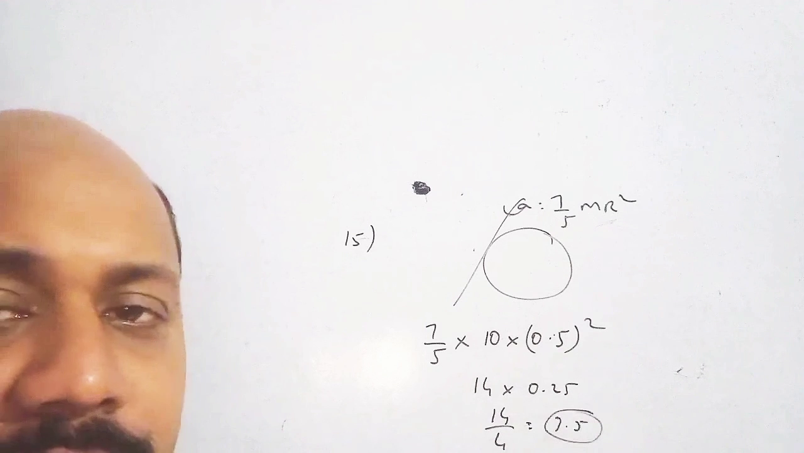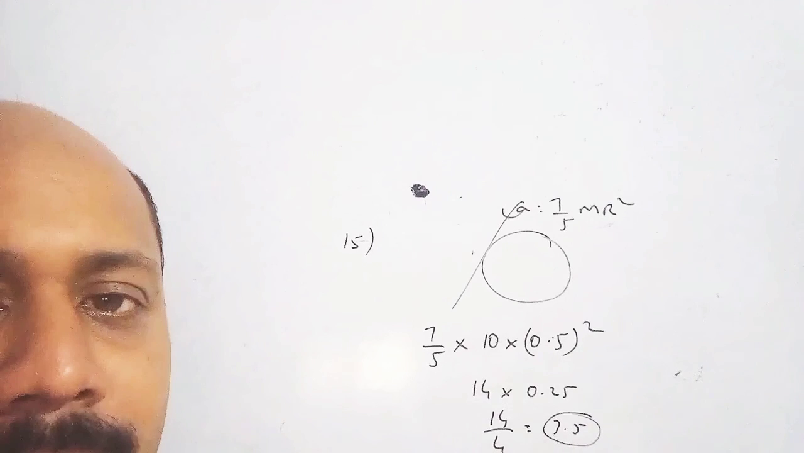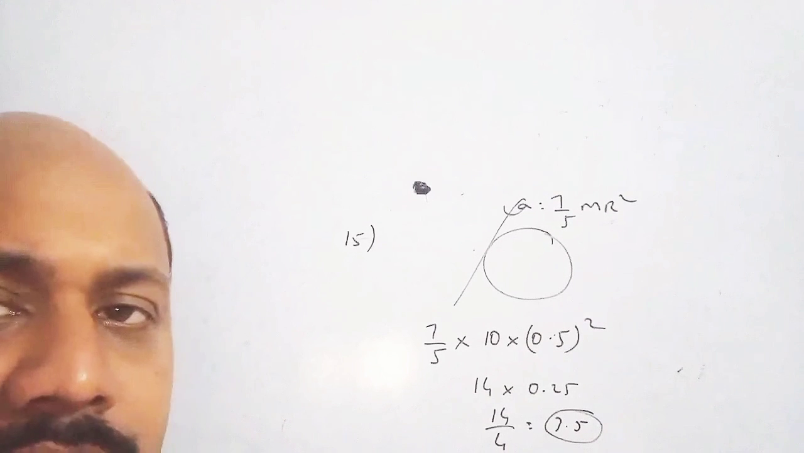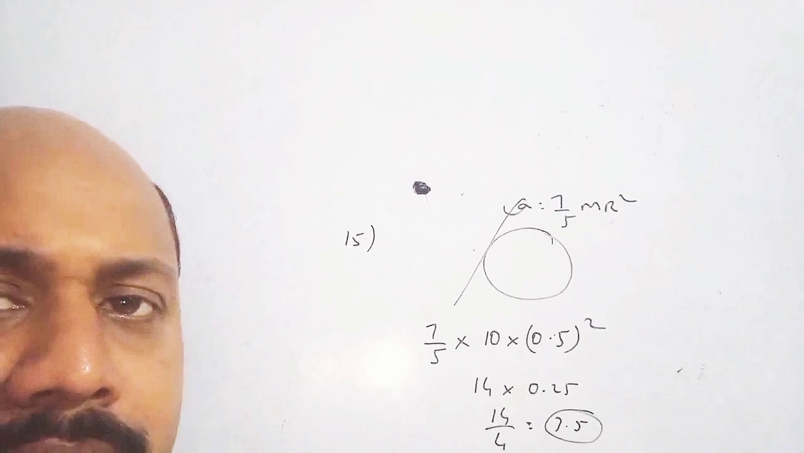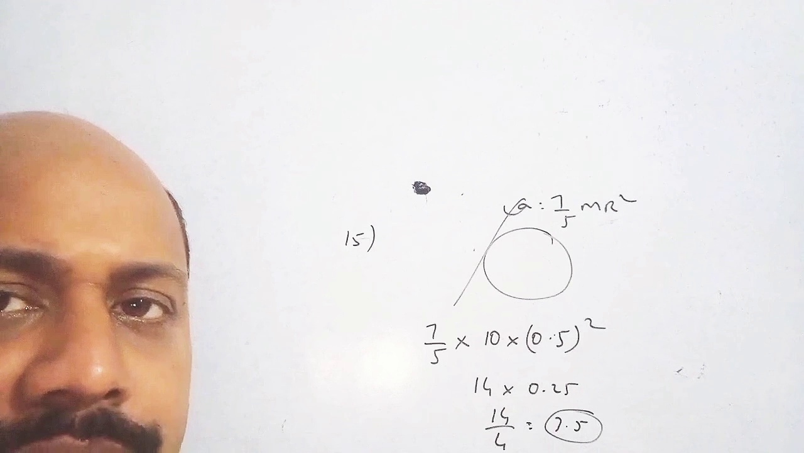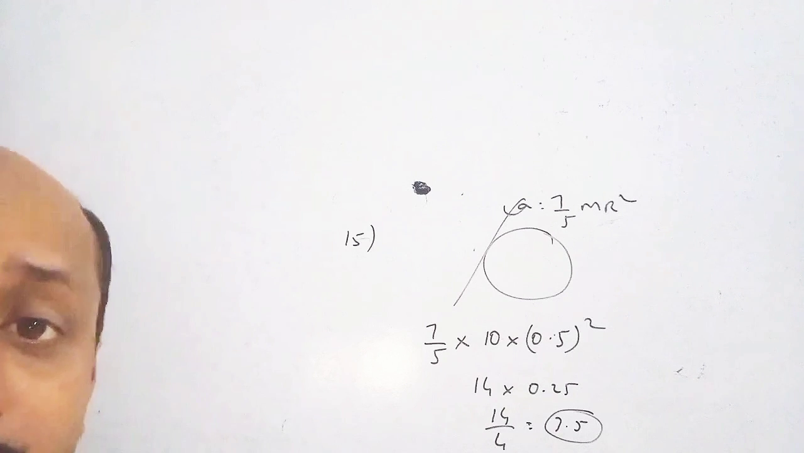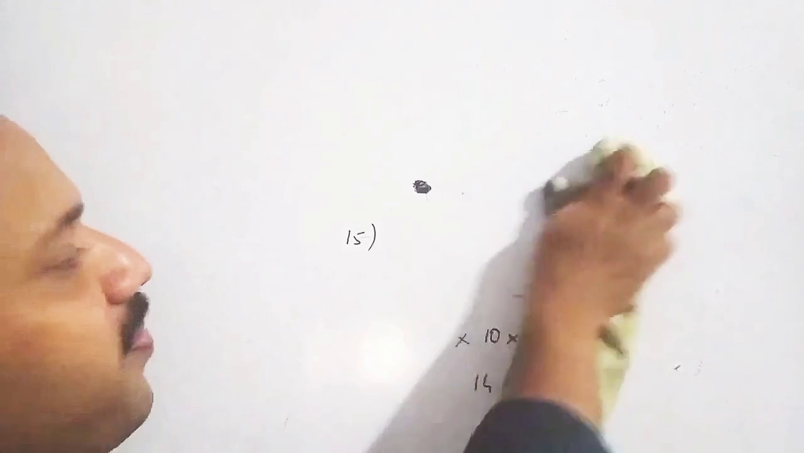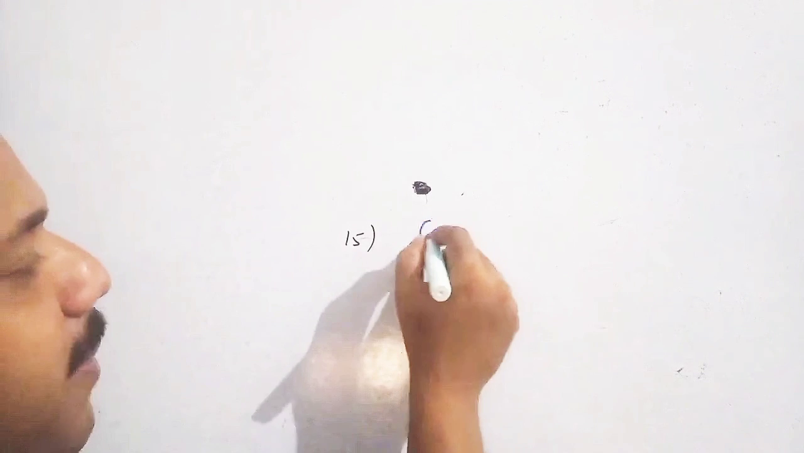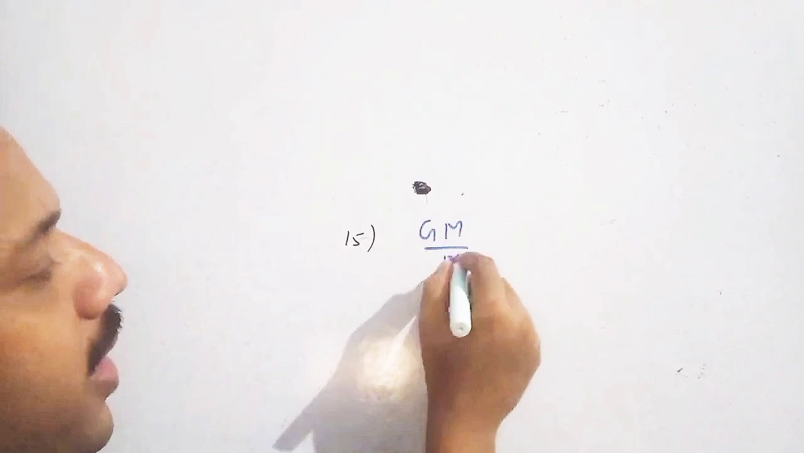Answer is 3.53. 16. A spherical planet has a mass mp and diameter dp. A particle of mass m falling freely near the surface of this planet will experience an acceleration due to gravity equal to... What is the equation for acceleration due to gravity? Acceleration due to gravity on the surface of a planet is GM by R square, G capital M divided by capital R square.